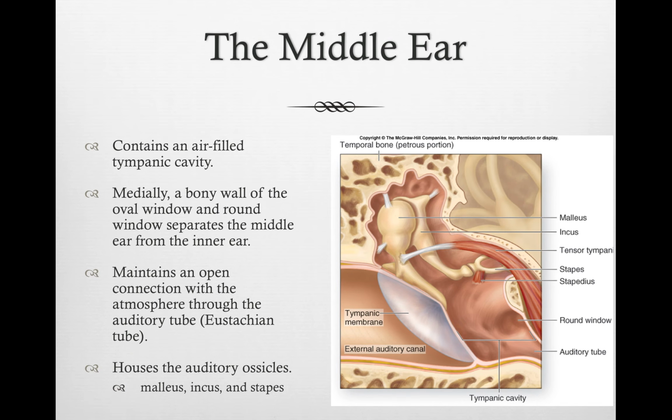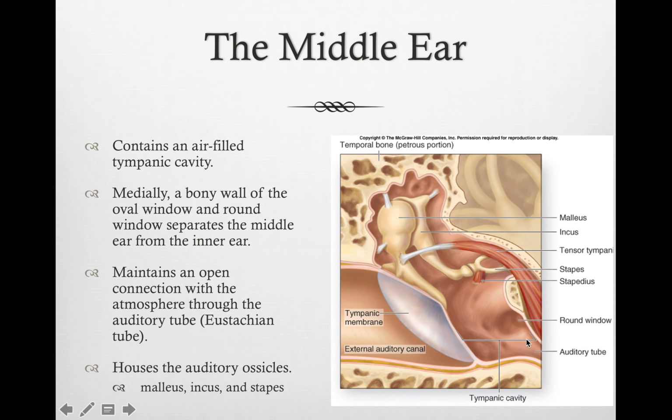The middle ear contains an air-filled tympanic cavity, so this whole area here is all filled with air, which is why we feel such changes in pressure on an airplane as we're climbing in altitude. Now you've got a bony wall all the way around this structure here, almost all the way around.